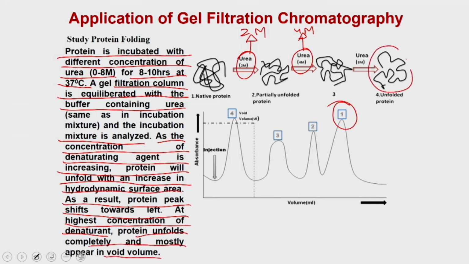That is what we said. This is an extended conformation, just like a fibrous protein. So, this particular protein is going to come out in the void volume, whereas these two are the intermediate stages, which correspond to the partially folded proteins, and this is the native protein.